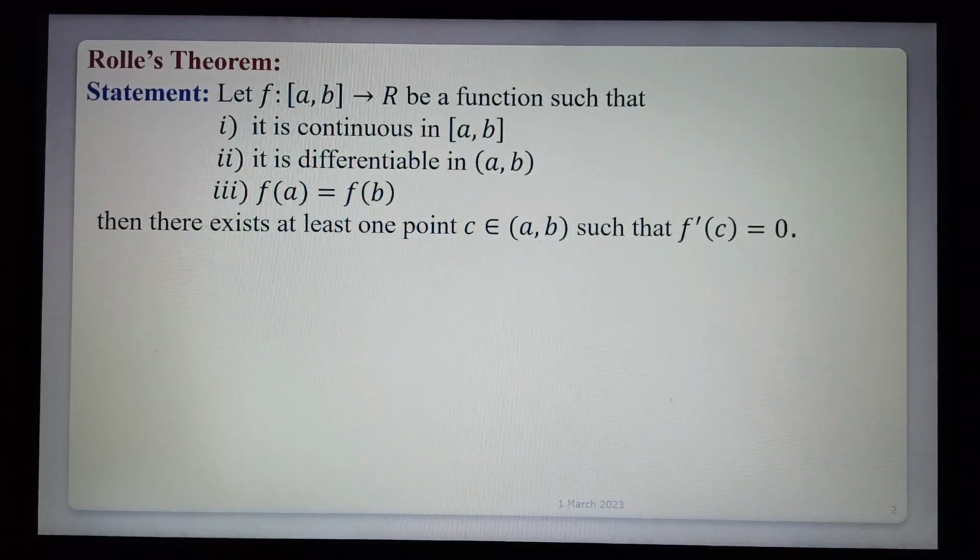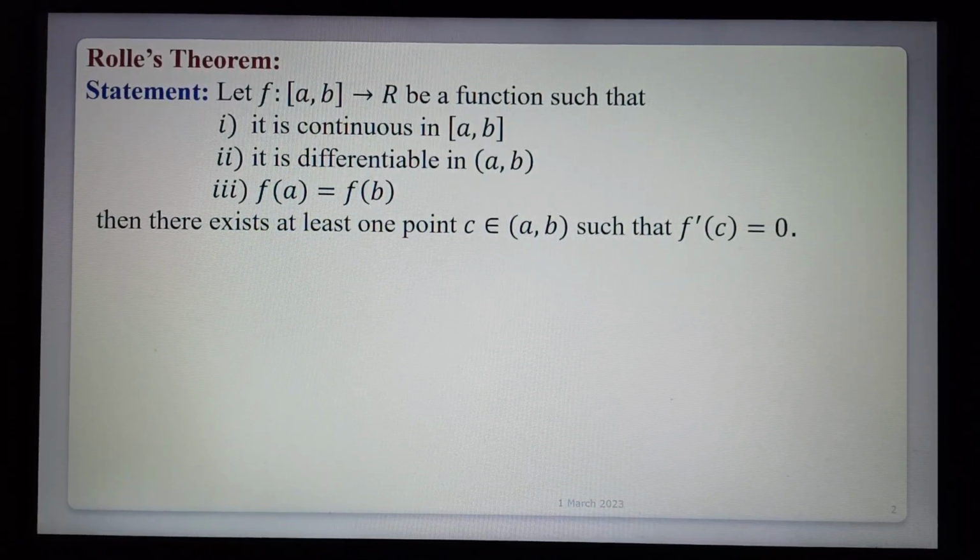Let f from the closed interval [a, b] to R be a function such that it is continuous in the closed interval [a, b], it is differentiable in the open interval (a, b), and f(a) is equal to f(b). Then there exists at least one point c belonging to the open interval (a, b) such that f'(c) is equal to 0.